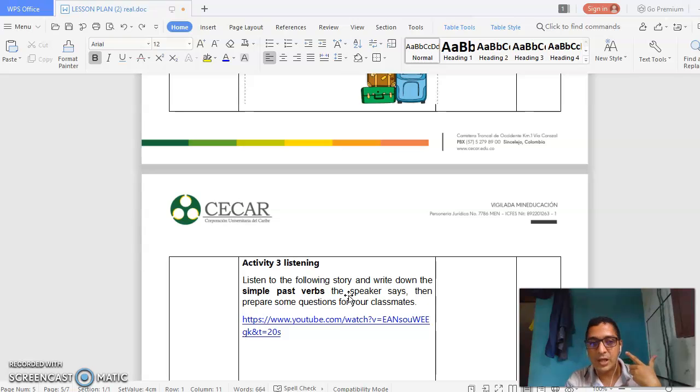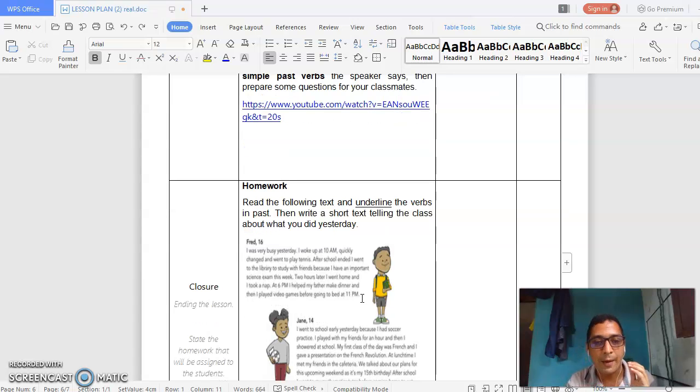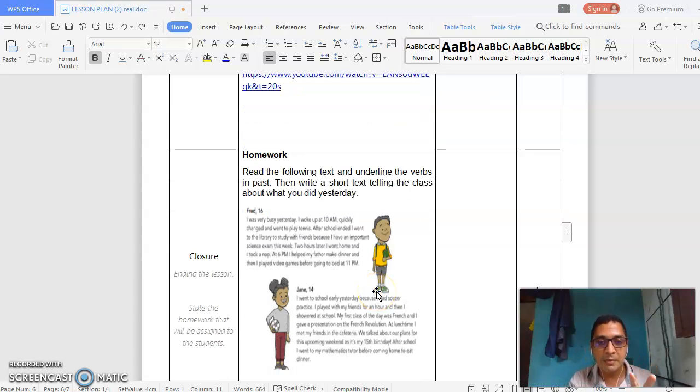You have to listen to the video. It's a short story, and you have to identify, you have to write down the simple past verbs you can listen to from the video. That's the third activity. And finally, the closure activity is a homework, guys. On these activities, you're going to read the following text. There are 2 texts, and then you're going to underline the simple past tense, the simple past verbs that you can see on these 2 texts.